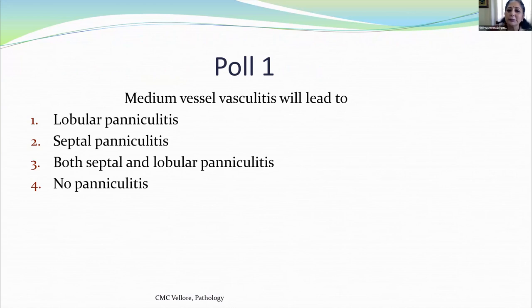And the answer is medium vessel vasculitis usually only involves one lobule, not the whole septa. Because like I told you, septa usually involves a vein, and there is smaller, less inflammation in the septa. Medium vessel vasculitis involves one lobule. So it's predominantly a lobular panniculitis.